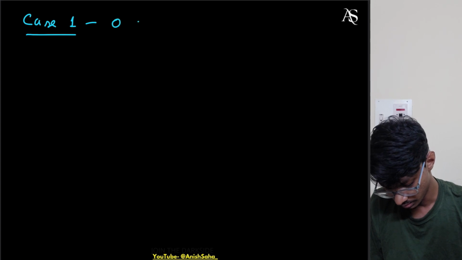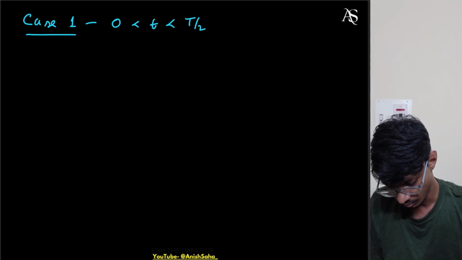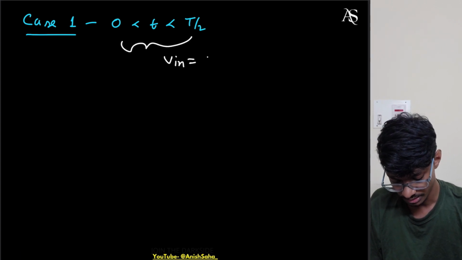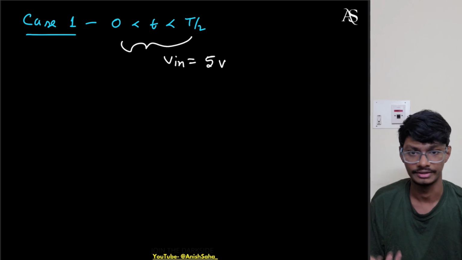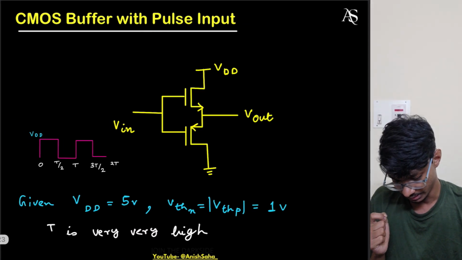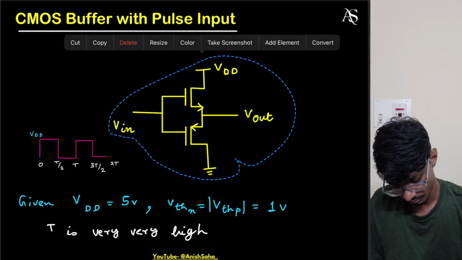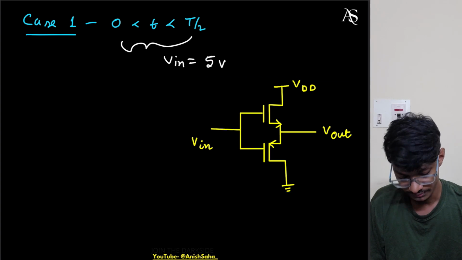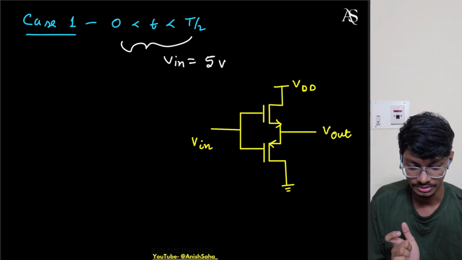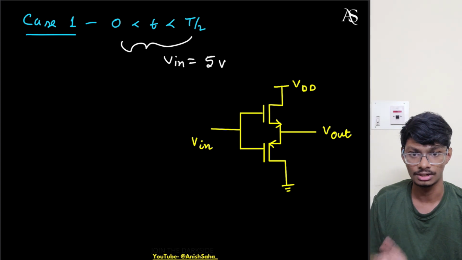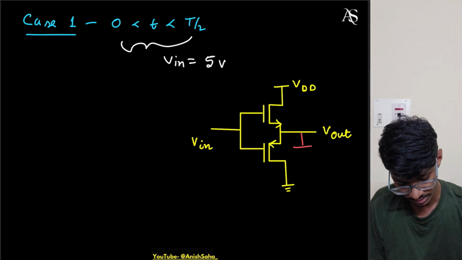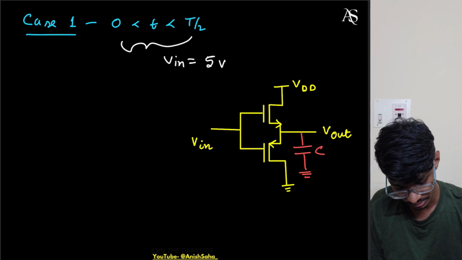When the time is between 0 to T by 2, in this region the Vin is basically 5 volts, it is VDD only. So let me take the circuit again. Here, the first thing we have to assume is that there is a parasitic capacitor at the output node. This will help us to analyze the circuit, right? So let's say this is a capacitor or capacitance C.